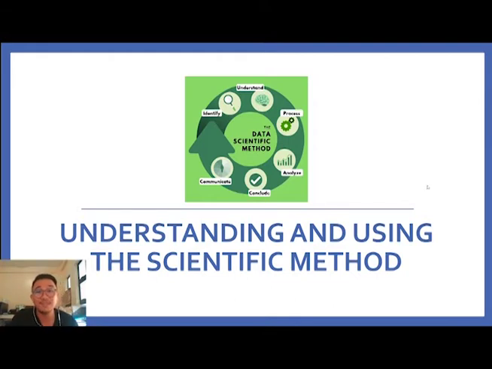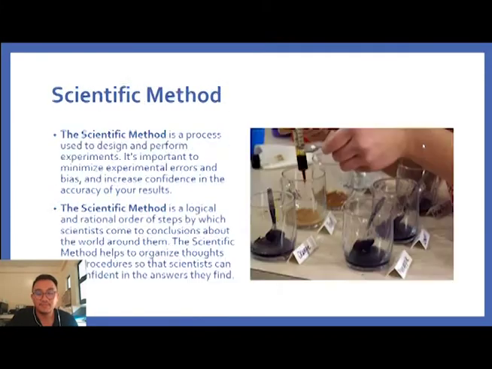But what is the scientific method? The scientific method is a process used to design and perform experiments. It's important to minimize experimental errors and bias and increase confidence in the accuracy of your results.